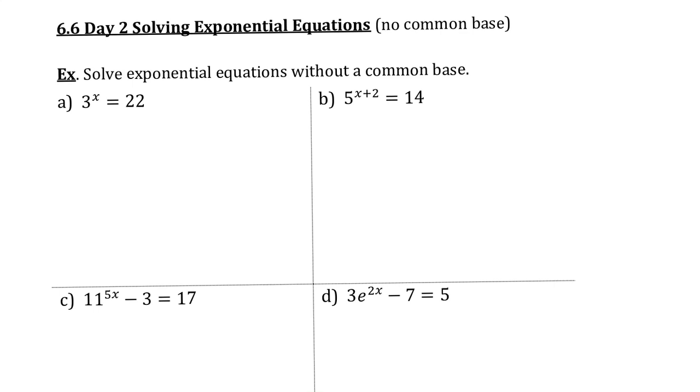Okay, 6.6 day 2, we're going to continue solving exponential equations, but there will be times when we cannot write them with a common base, so we have to use a different method. I'm going to solve these exponential equations, and I'm going to be unable to rewrite them with a common base. So I have 3 to the x here. I would really like to make this 3 to the something, but 3 times 3 is 9, times 3 is 27. I missed 22, so my answer is not going to be a rational number.